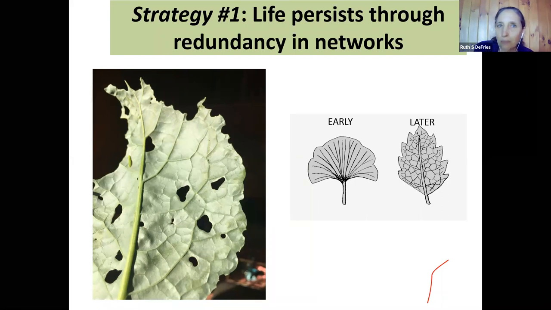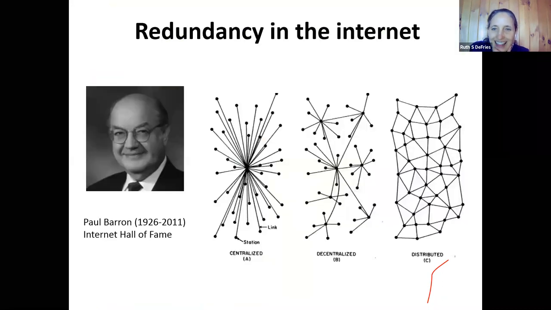The earliest plants, like ginkgo, didn't have that kind of structure. They had what you might call a more efficient, less veined structure. But over time, the benefit of having this kind of redundancy in networks shows through in leaf veins. So have we learned that lesson in human societies? Well, we have. And there are some examples that I came across that show that we have learned this lesson.